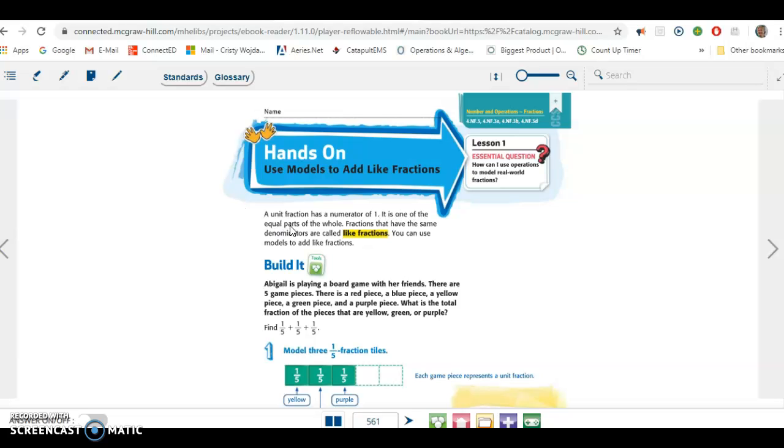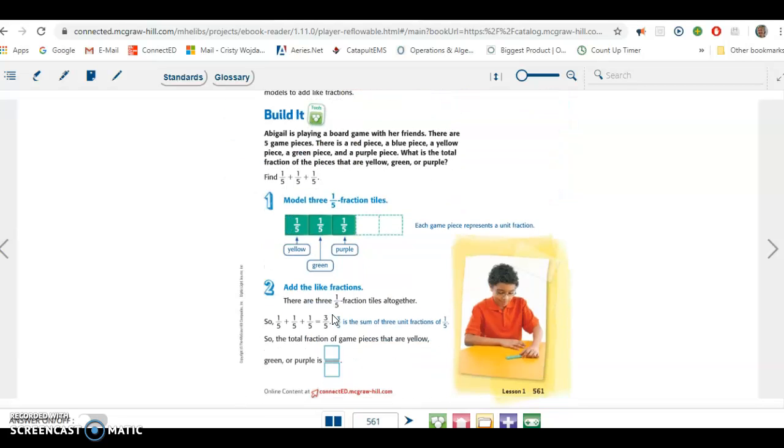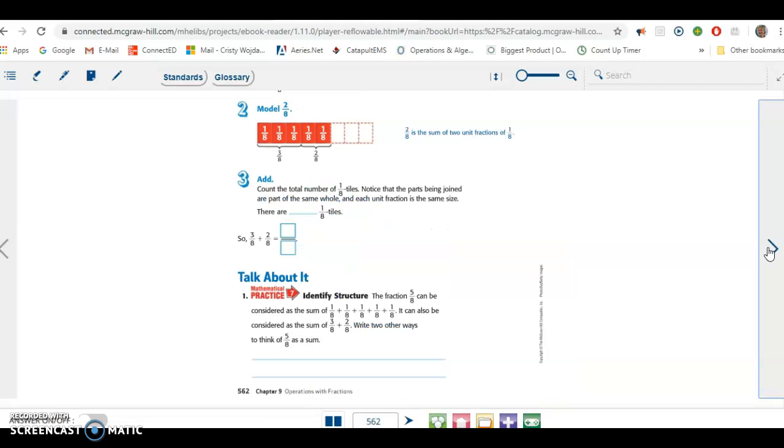A unit fraction has a numerator of 1. It is one of the equal parts of the whole. Fractions that have the same denominators are called like fractions. You can use models to add like fractions. So I'd like to encourage you to read through and make sure you understand this, but I'm not going to read it for you. I want you to read through and solve these, and then I want to help you with when you get to the practice.